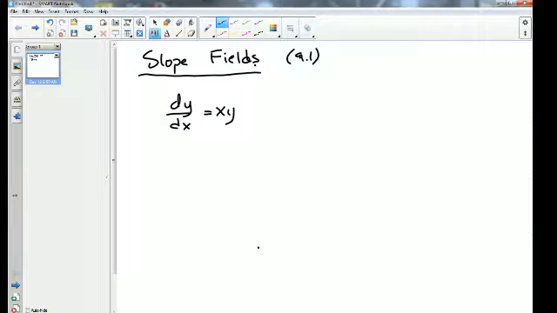Let's do x plus y. Okay, this is the first one on your packet. You got a grid on there, right? You can just put that on the top left.